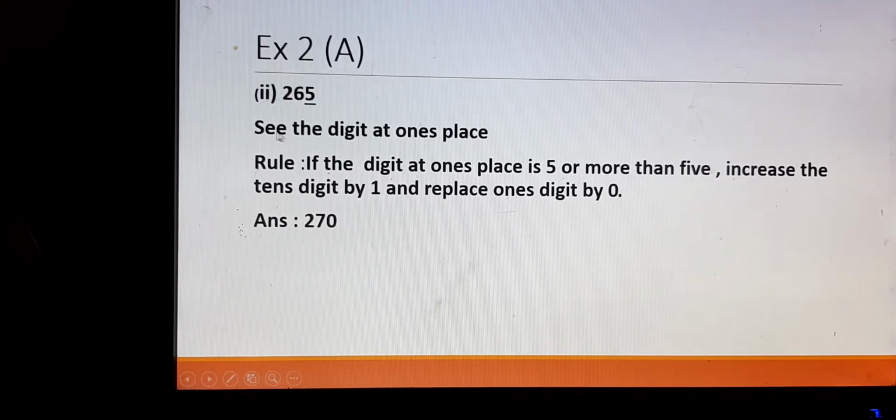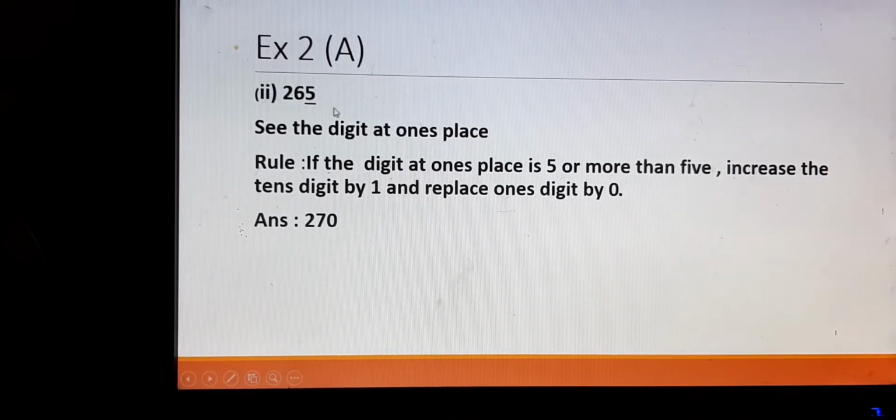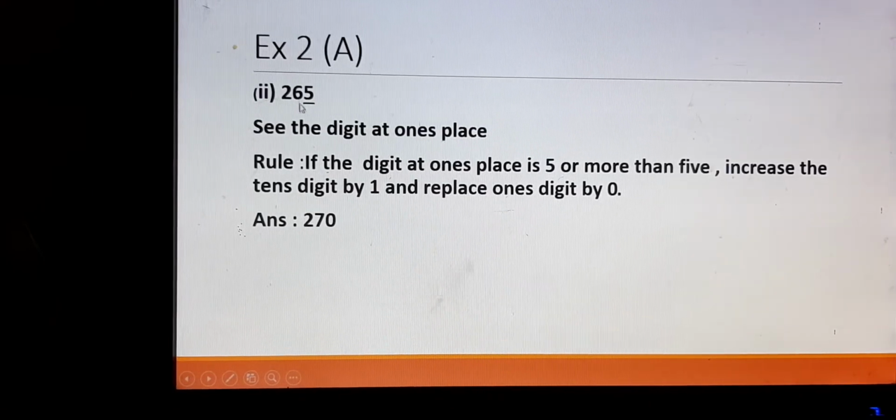Next question. You see 265. See the digit at the ones place. 5. 5 and more than 5 are all rich people. So when 5 goes, it will give a gift to the tens digit. It will increase it by 1. So 5 will go, so that place will become 0. And because it is 6, 6 will get a gift and it will become 7. So what is the answer? 270.